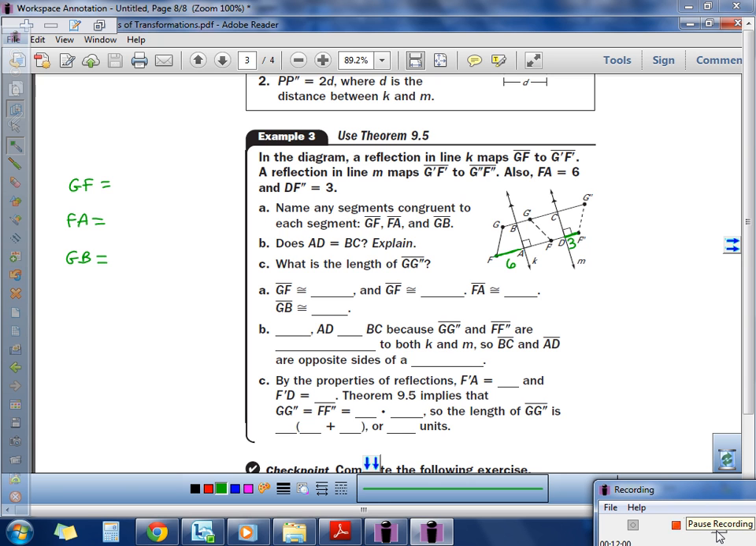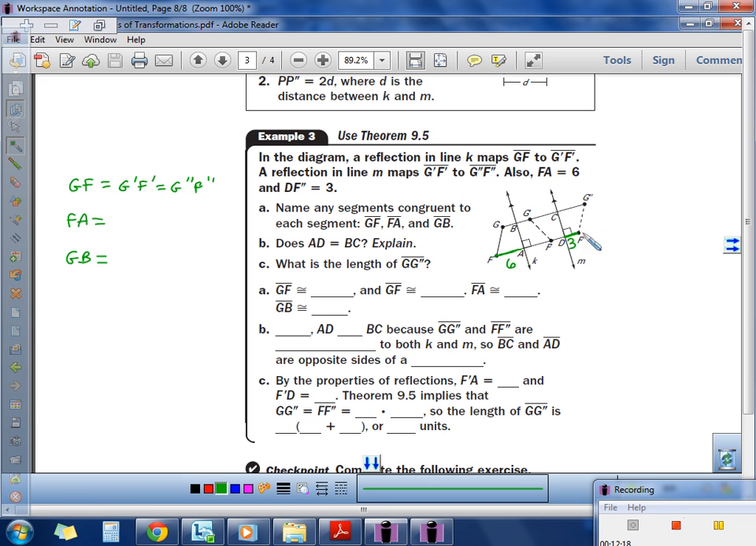All right, so let's find the segments that are the same length as GF. So GF, let's find that real quick. G to F right here. You see any others that are the same length as GF? Well, you should have said G prime F prime, definitely. And G double prime F double prime. Those segments should all be the same because reflections will preserve isometry.